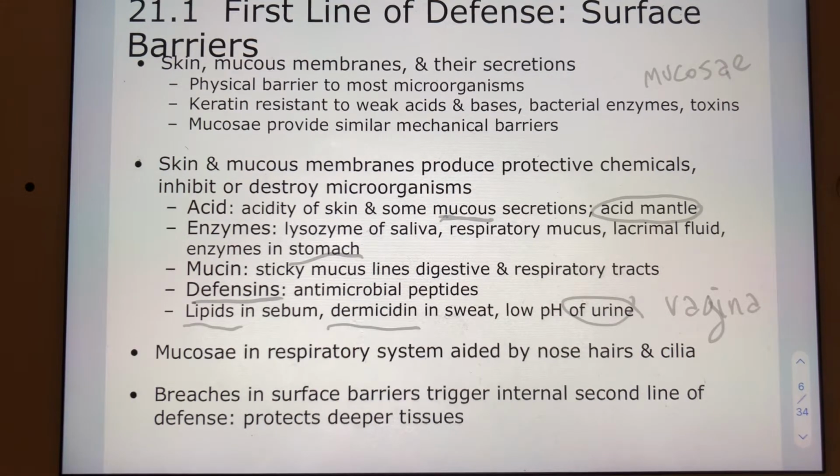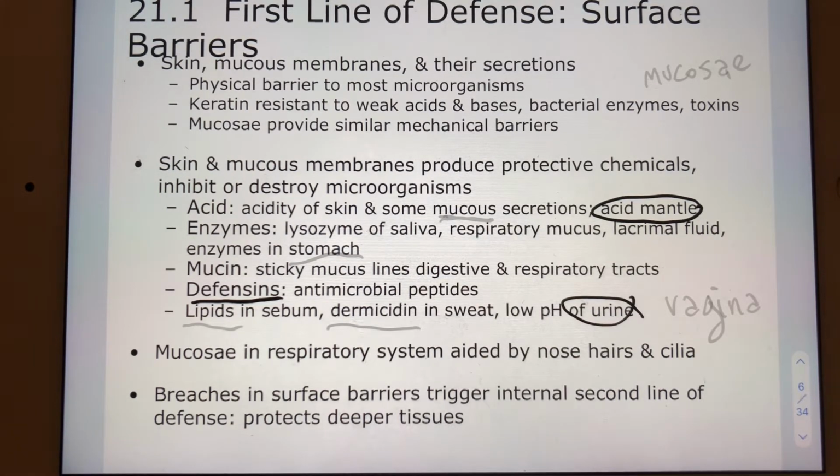Where did that go? There it is. Defensins. I think maybe we've talked about defensins before in this quarter, but certainly you learned about them in the context of skin in 241. Sebum, which along with sweat helps to establish the acid mantle, the acidity of our skin. But we also have acidic urine.